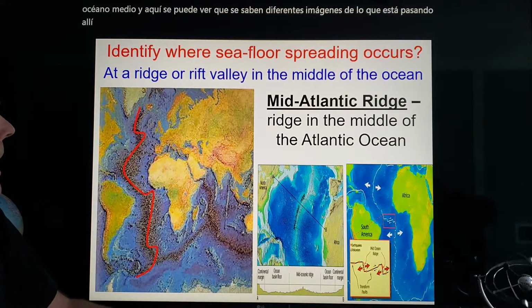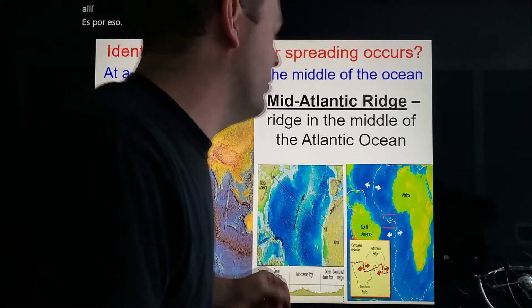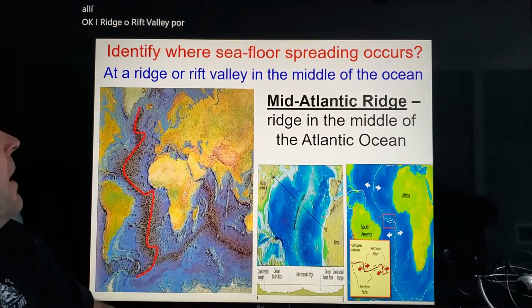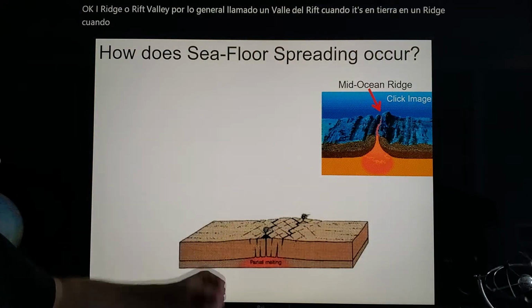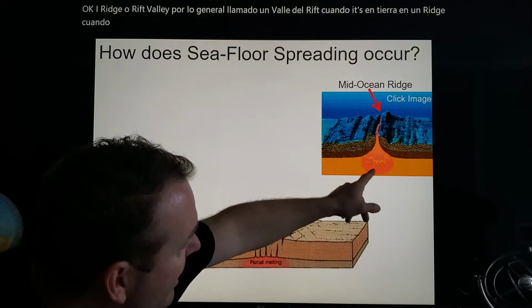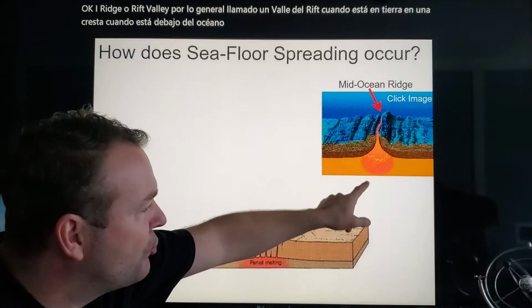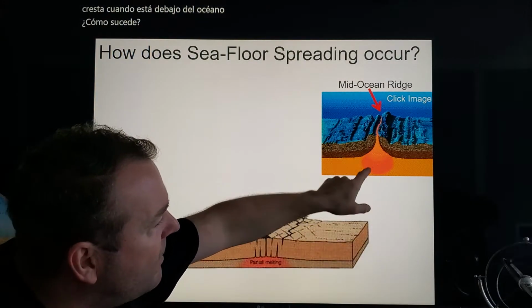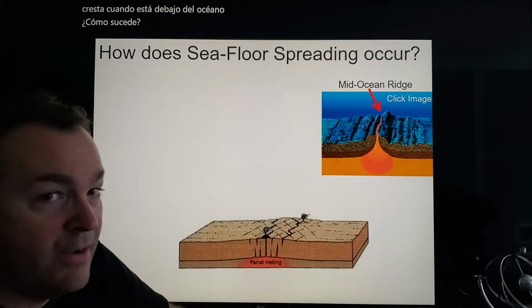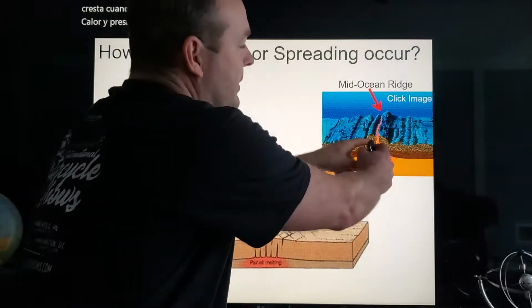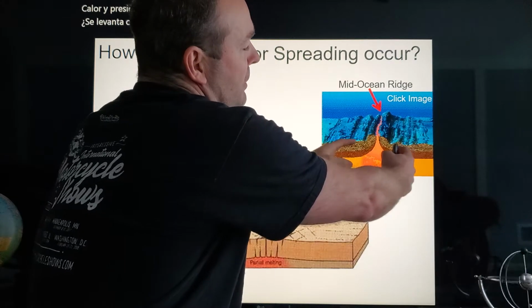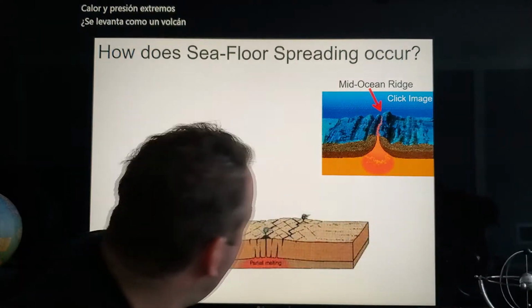Okay? At a ridge or a rift valley, usually they call it a rift valley when it's on land, and a ridge when it's underneath the ocean. Okay? How does it happen? Well, take a look at the animation there. You got magma that wants out, right? Extreme heat and pressure wants out, and when it does, it rises up like a volcano, and that magma turns into lava, of course, when it exits, cools, hardens, and pushes the plates aside.